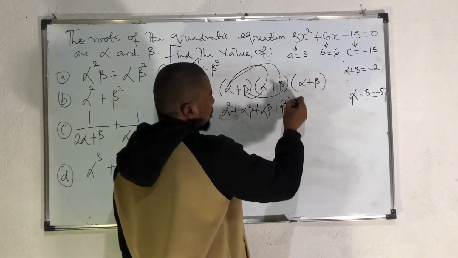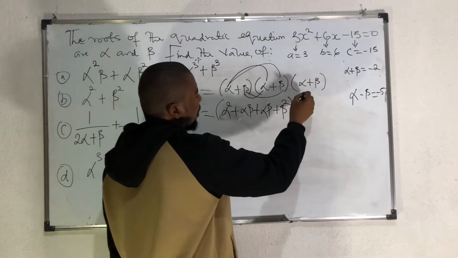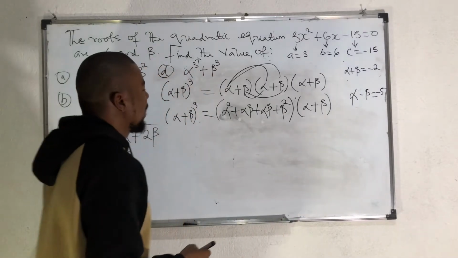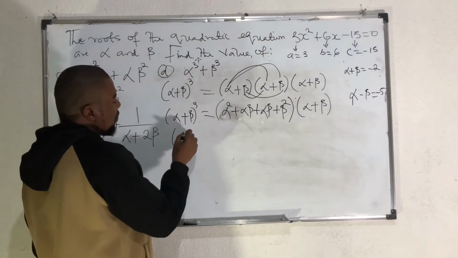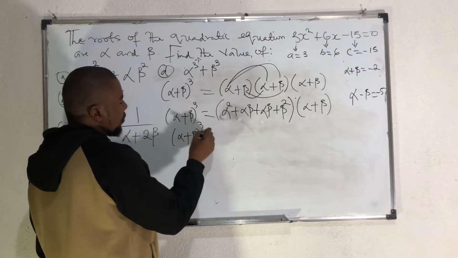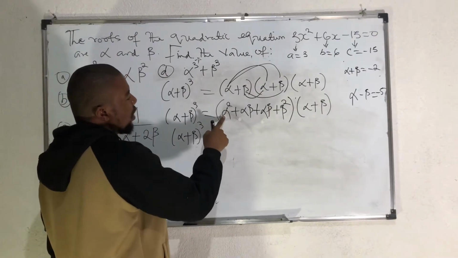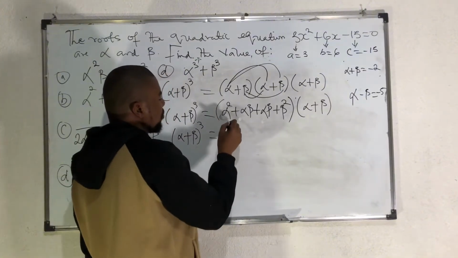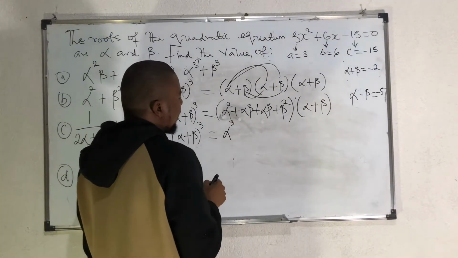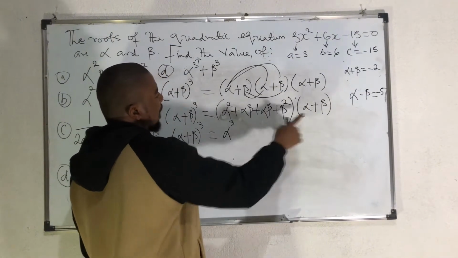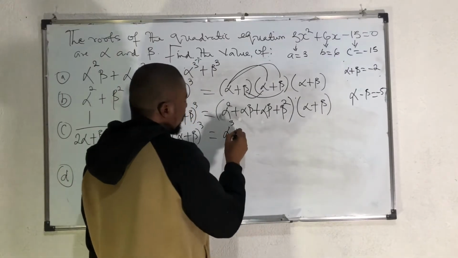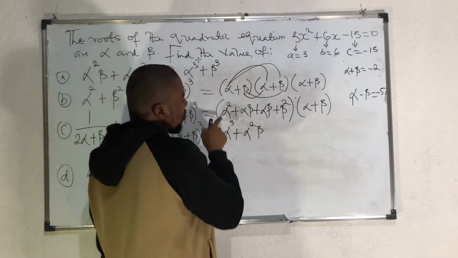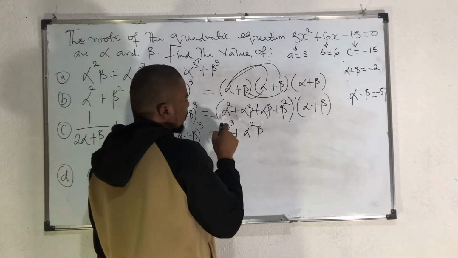And what do we have left? We also have the next one here left, which is alpha plus beta. Let's multiply again. Alpha plus beta to the power of 3 is equal to alpha squared times alpha, which will give you alpha to the power of 3. Next up, alpha squared times beta will give you plus alpha squared beta. We're done with this one. Let's now do this.